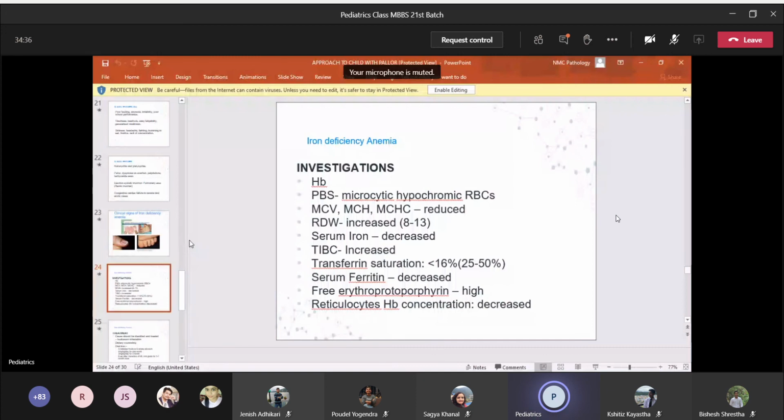Nowadays we also have a new test in order to find iron deficiency anemia. That is the reticulocyte hemoglobin concentration. From this test also, the value will decrease. This is one of the definite tests for iron deficiency anemia, which is not available in our country.